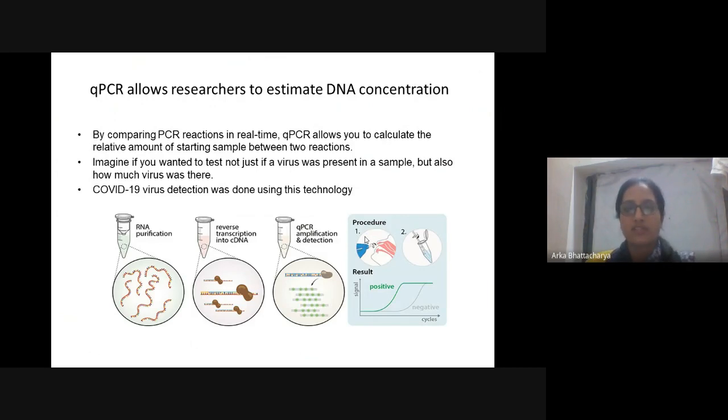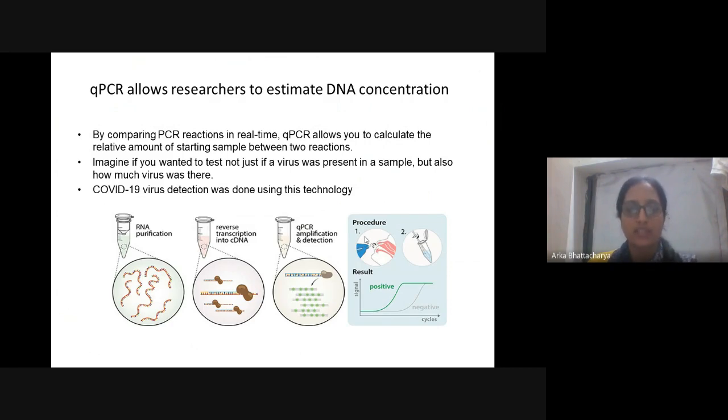qPCR also allows researchers to estimate DNA concentration, as we have previously seen with the help of the example. By comparing PCR reactions in real time, qPCR allows you to calculate the relative amount of starting sample between two reactions. Now imagine you want to detect virus load in a sample. You must have heard of this technique in COVID-19 when testing was done with the help of qPCR.